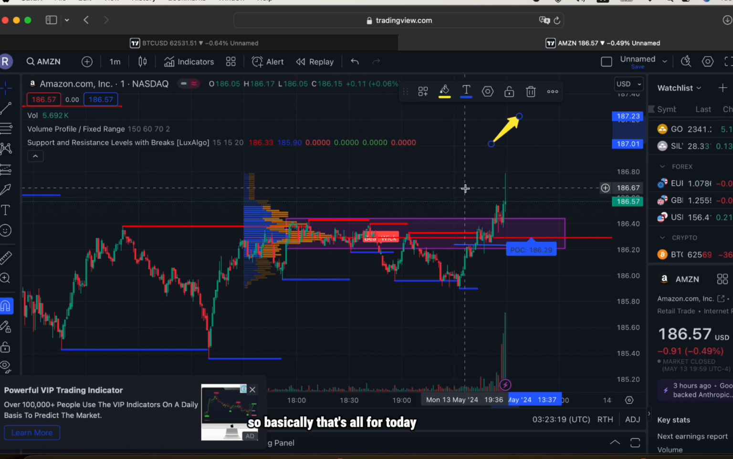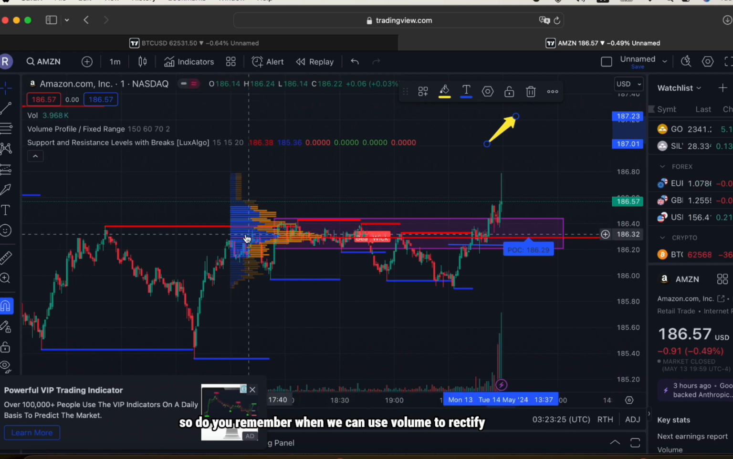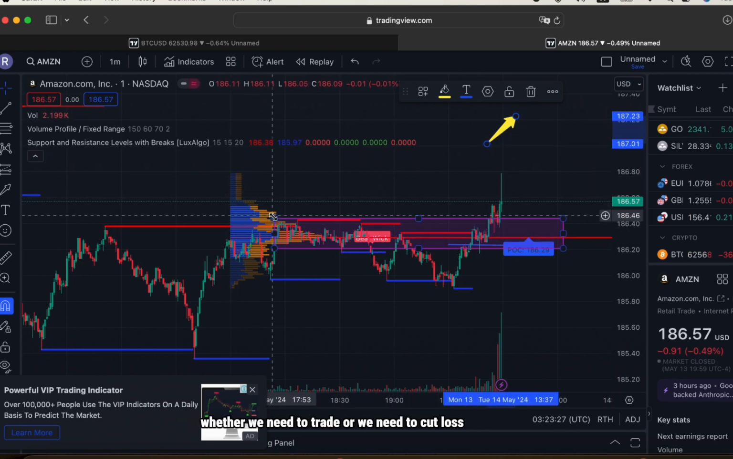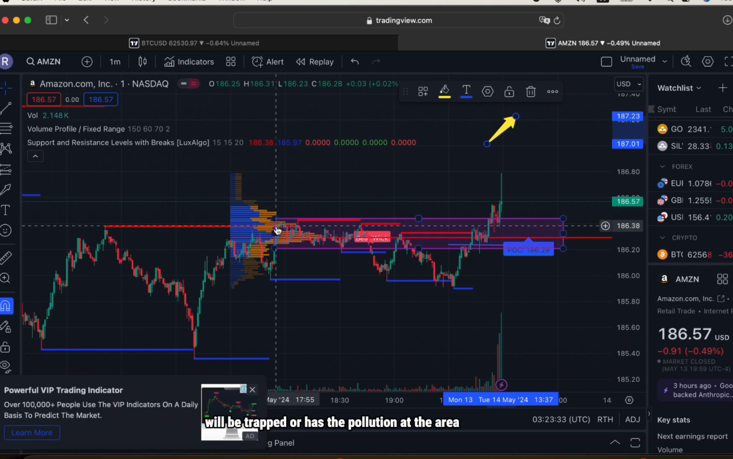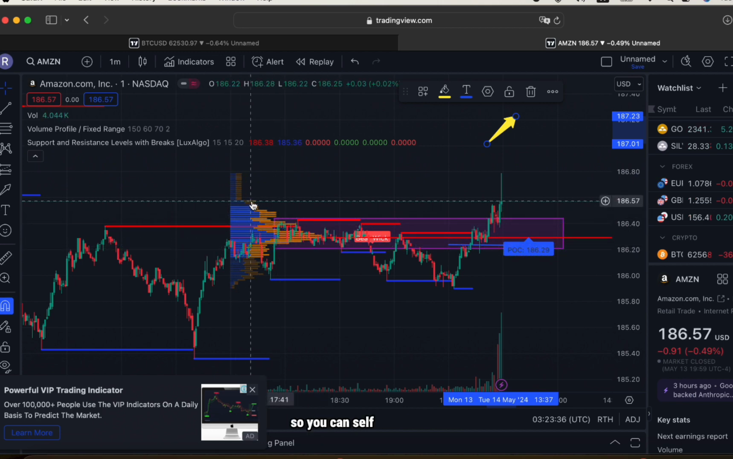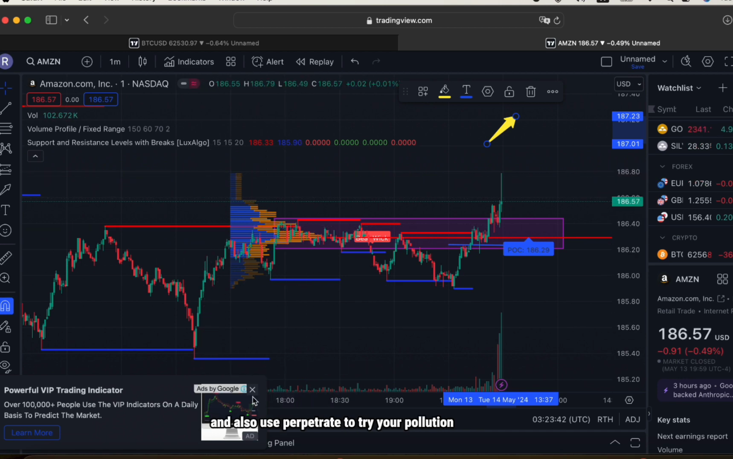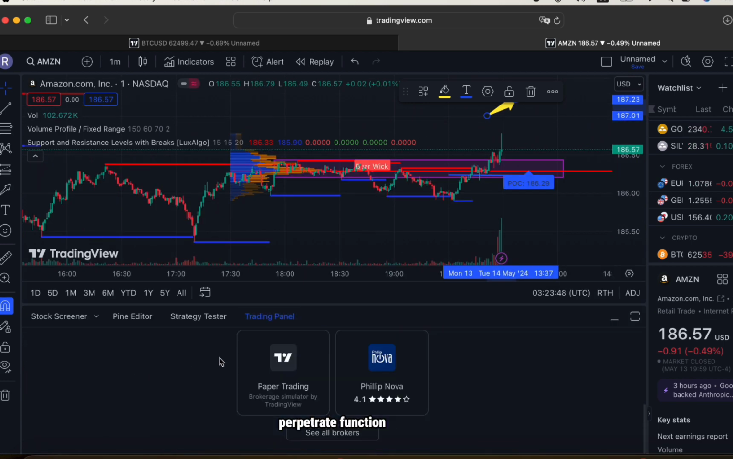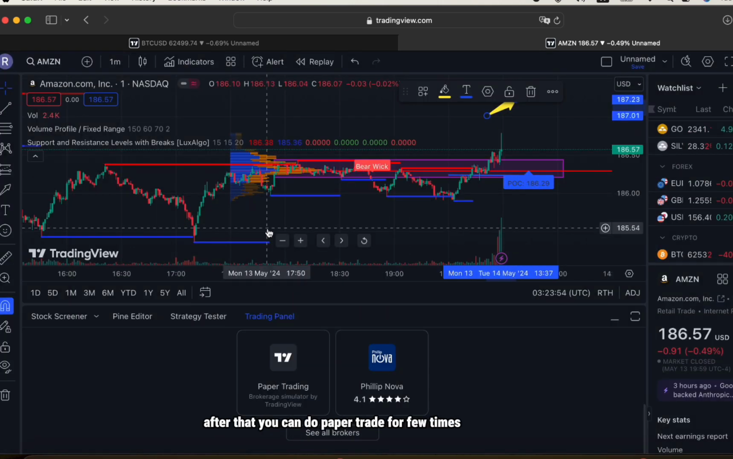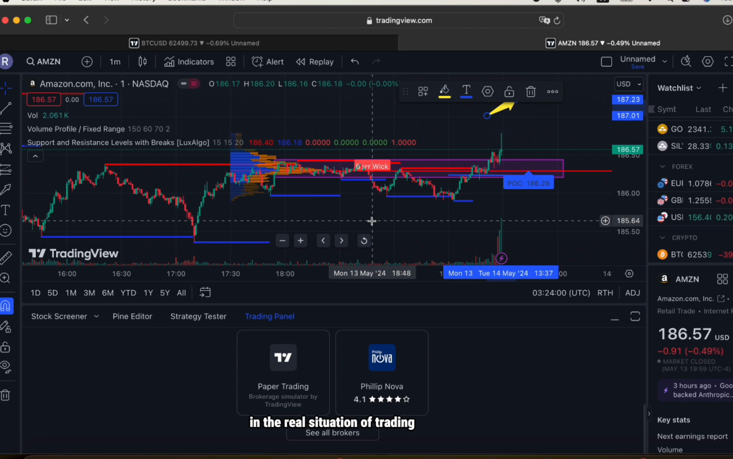Basically, that's all for today. Do remember, we can use volume to decide whether we need to trade or we need to cut loss, as volume shows where most of the people will be trapped or have positions. You can use the volume profile strategy as your reference, and also use paper trade to try your position. The paper trade function, you can search at the trading panel below, open your paper trade and just connect. After that, you can do paper trades a few times before you try out real trading in the real world.